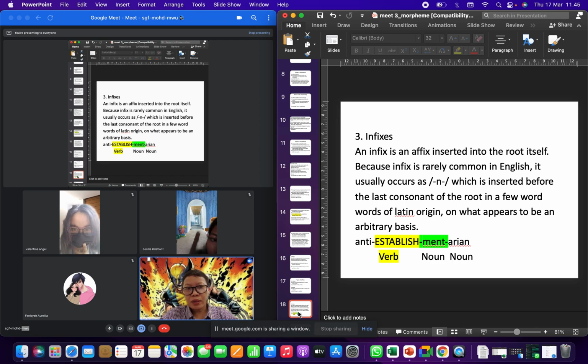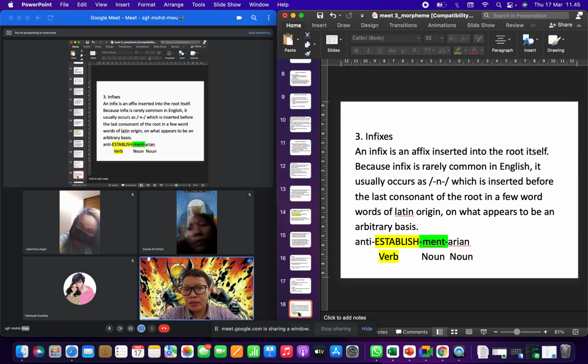It usually occurs as the infix n, which is inserted before the last consonants of the root in a few words that were originally taken from Latin, or it can appear on an arbitrary basis. Now here, let's see, I have the example.